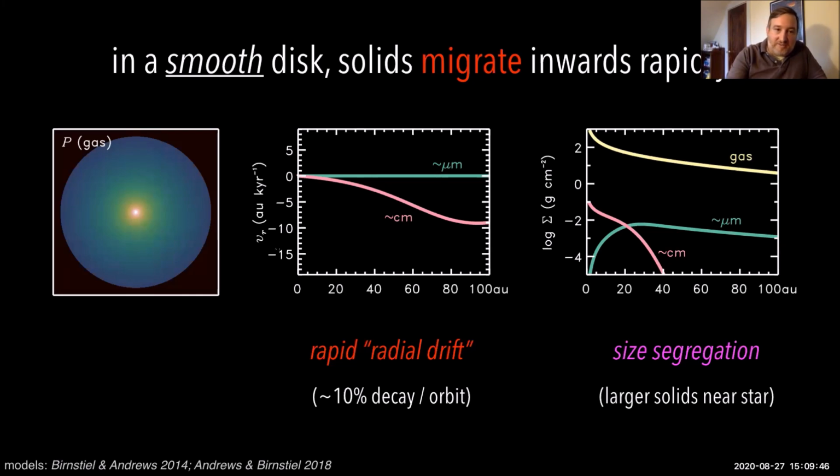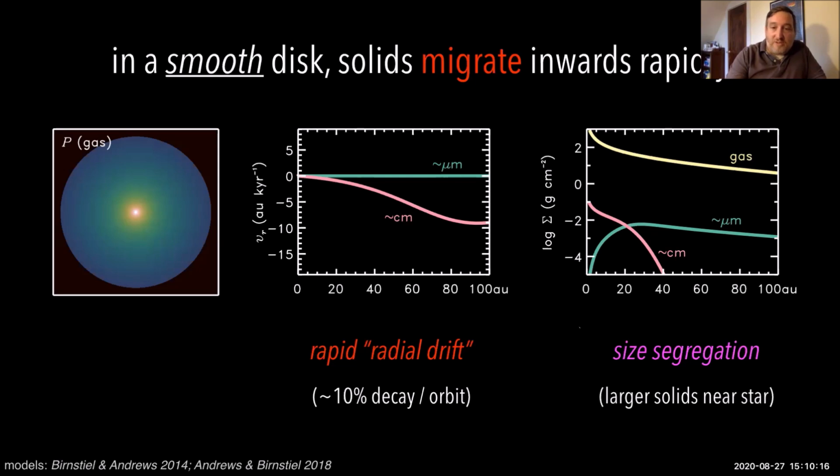And if you look at this plot, this is the radial velocity of those pebbles, where negative values are towards the star, as a function of radius. Pebbles are moving actually quite quickly. At about 100 AU, they're moving 10 AU per 1,000 years, or basically 10% decay in their orbit per orbital period. Right? Small particles are moving with the gas. They don't actually care what's going on. And very large particles don't actually care what's going on.